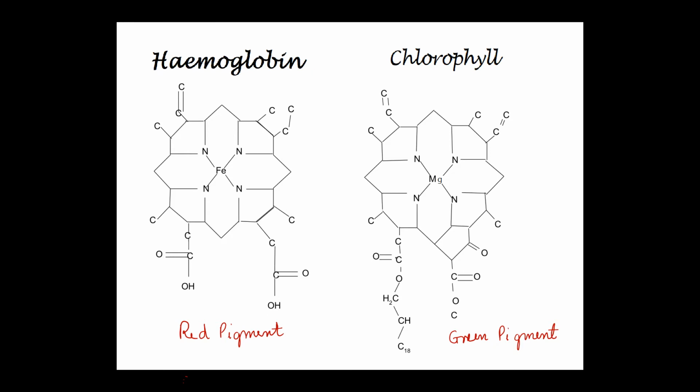Now, if you see these two compounds, they have quite a complex structure. Both have a few things in common. The first thing is both have a metal atom centrally placed. In hemoglobin, iron is the centrally placed metal atom and in chlorophyll, magnesium is there.